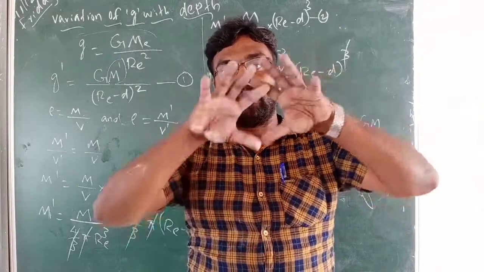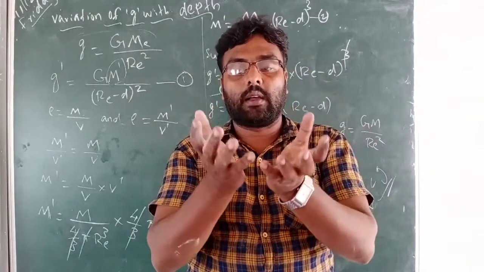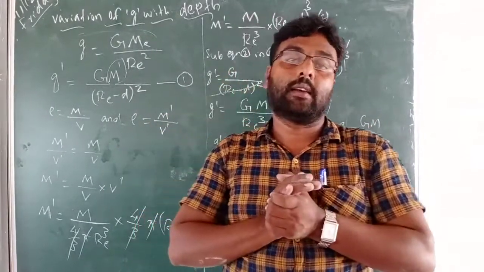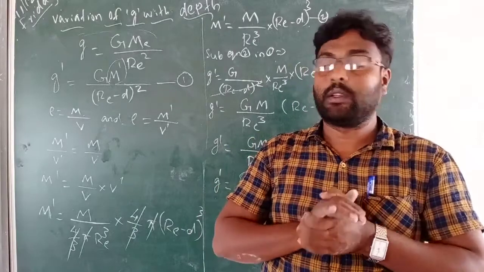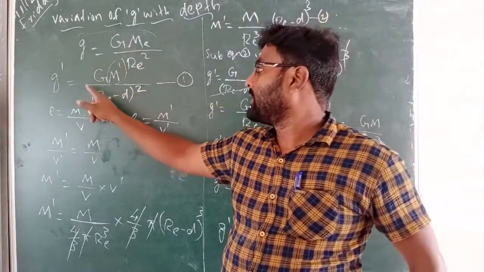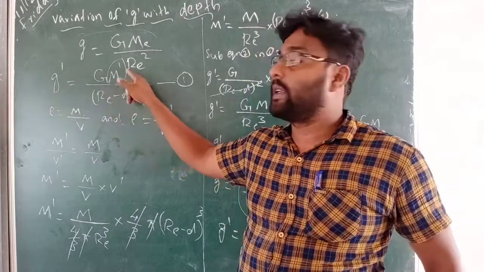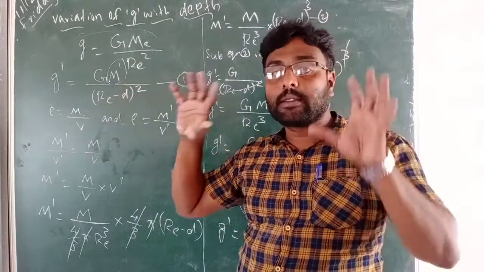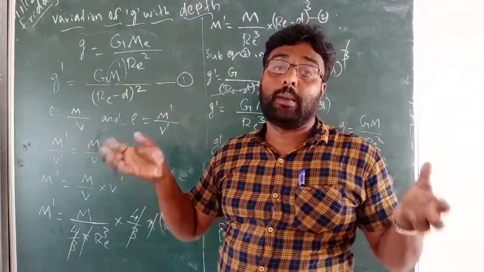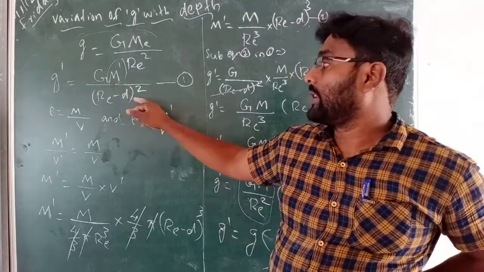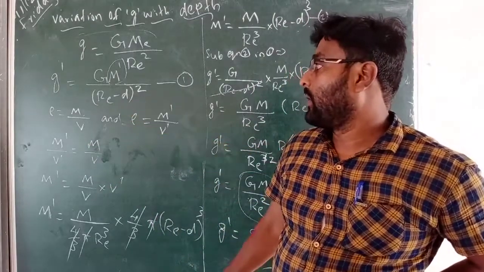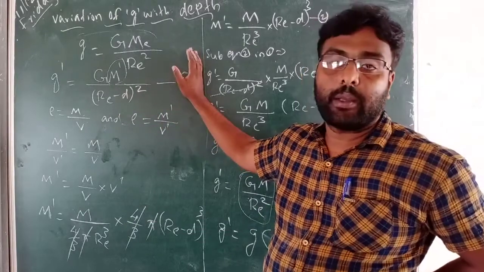Our earth mass is different, and after digging inside, it is a different mass. So we are writing this equation in terms of variation. g dash is equal to g m dash by r e minus d square, where m dash means the mass also changed. You can keep it as equation 1.